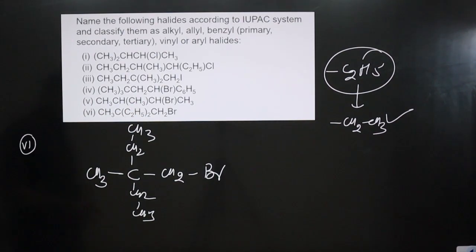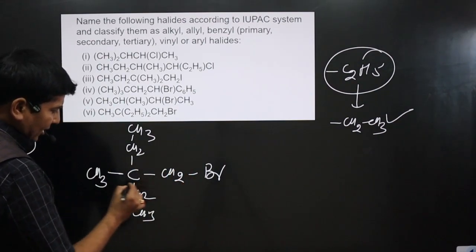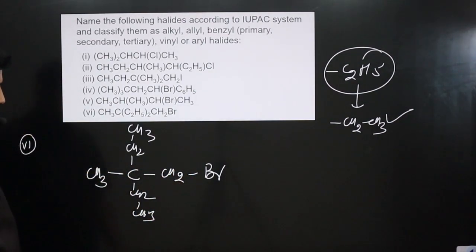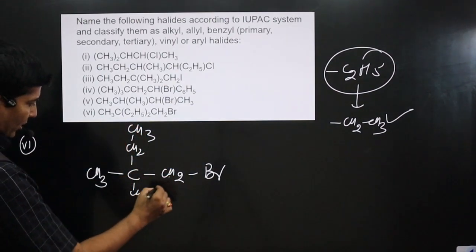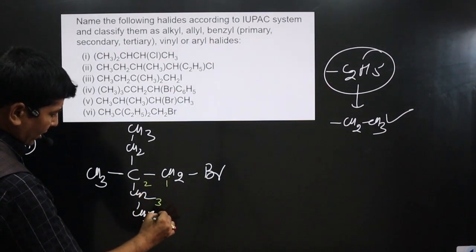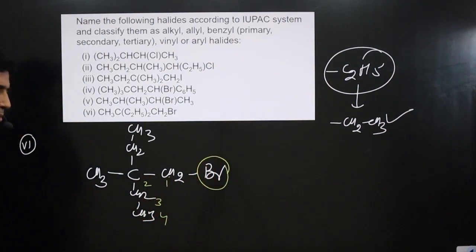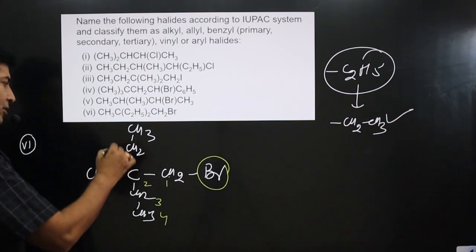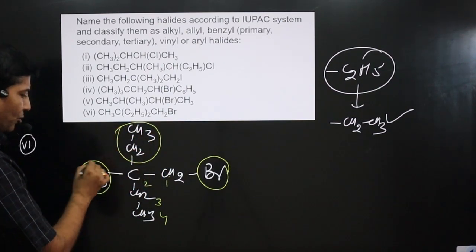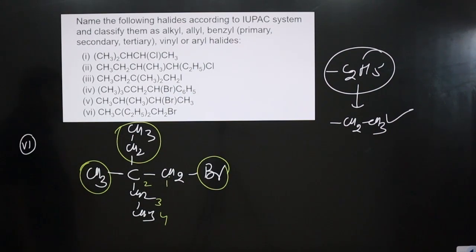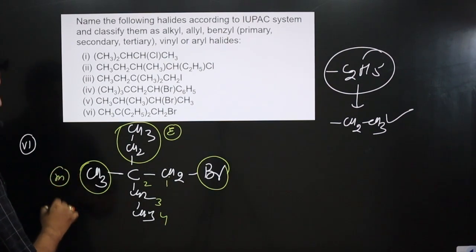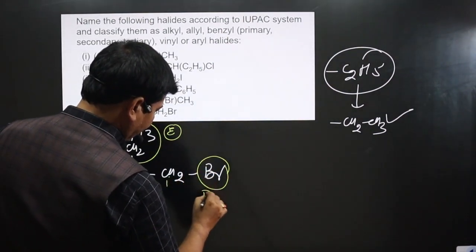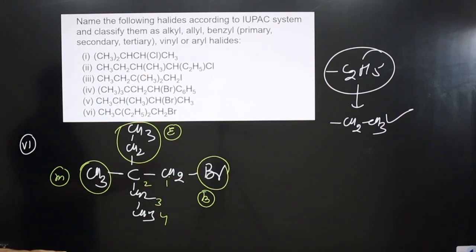Okay, now we can go for the parent chain. We cannot select this as the parent chain, because in this case only 3 carbons are coming. So I can go this side or this side: 1, 2, 3, and 4. This group is attached, that's why we start numbering from this side. This is a group, and this is also a group attached to the second carbon. Ethyl starts from E, methyl starts from M, and bromine starts from B. So alphabetically we can arrange these groups.